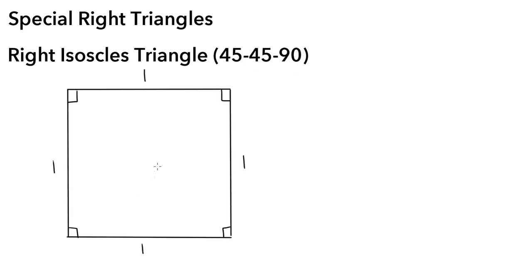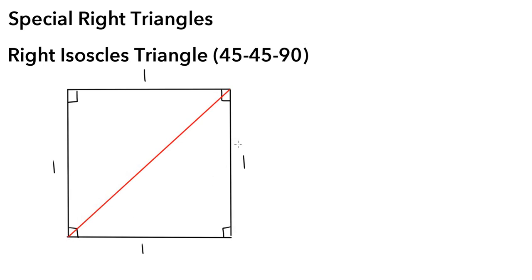All right, so in this video, we're going to learn about special right triangles. Let's start off with the right isosceles triangle, otherwise known as the 45-45-90 triangle. Now, in order to understand right isosceles triangles, we can take this square here, in which all sides measure 1, and cut it in half diagonally.